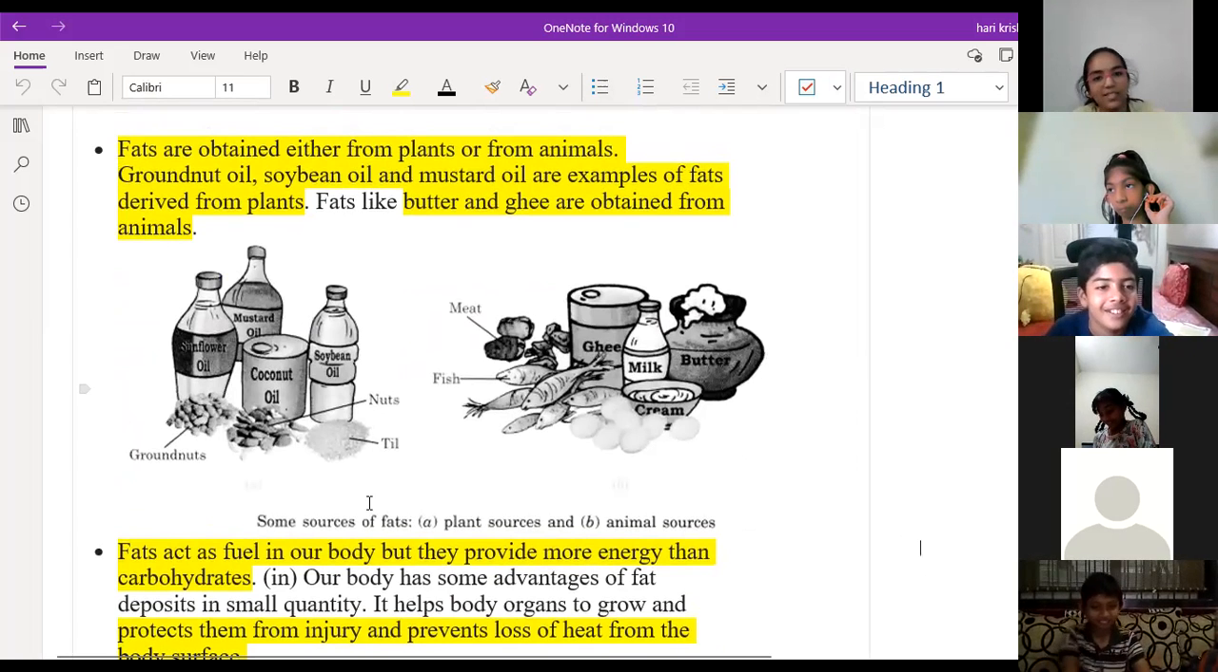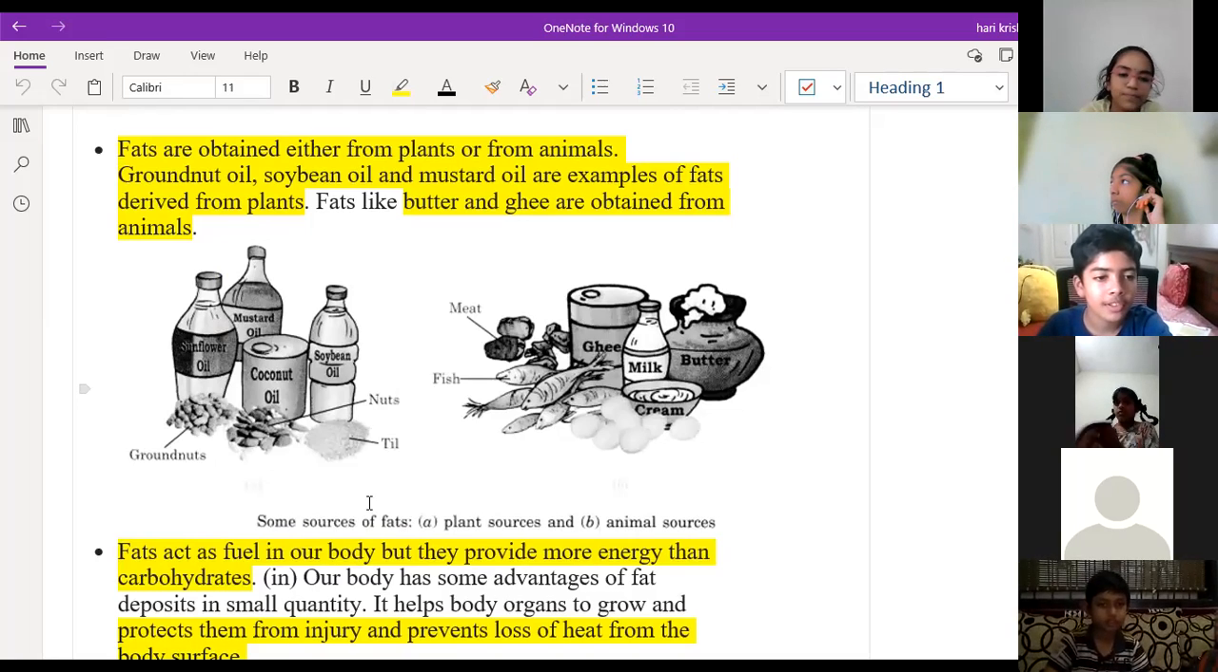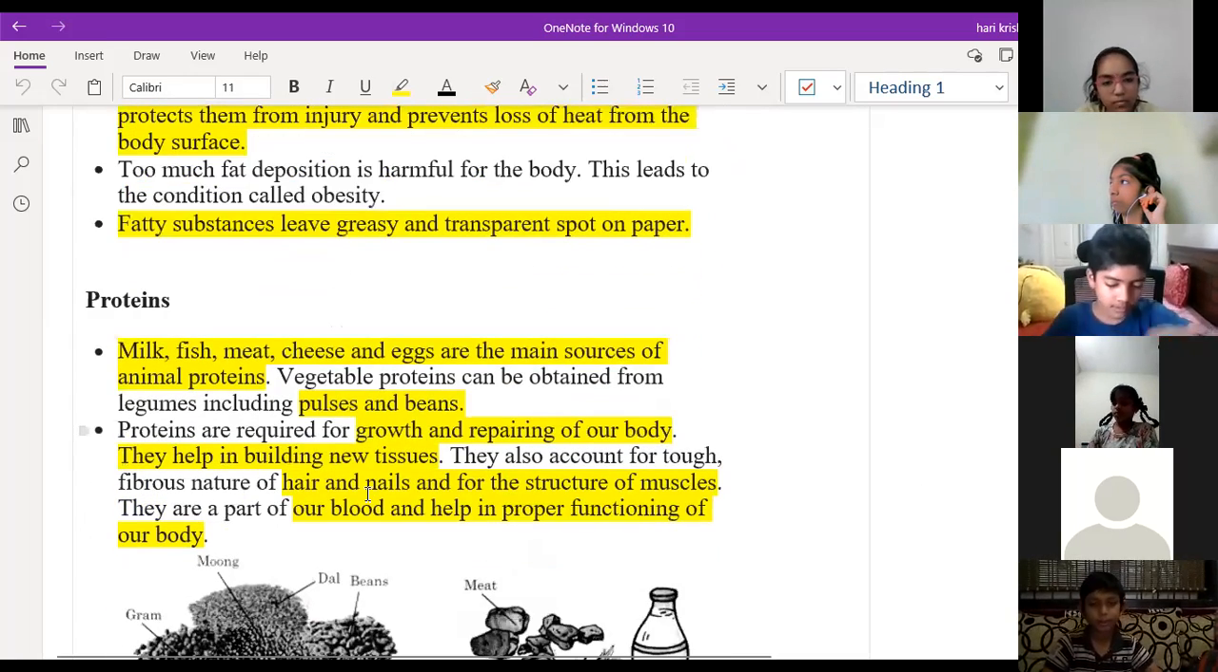Good. So now next one is the fats. These are the common sources of fats. Already we discussed in the last class. Any doubts in this? No, sir. Proteins?